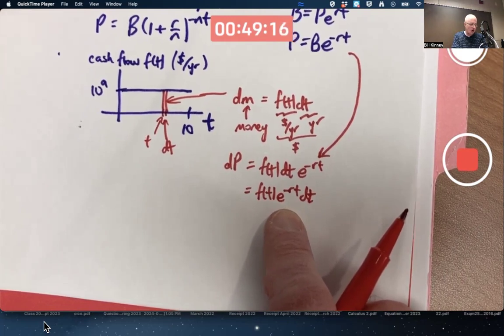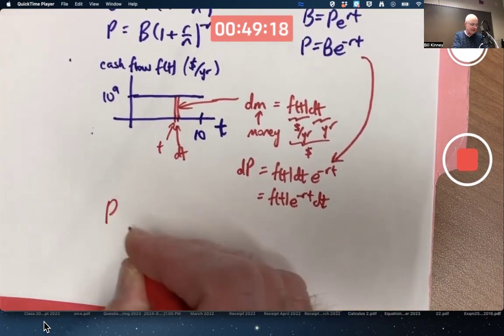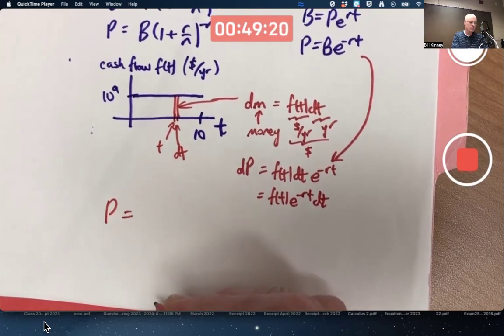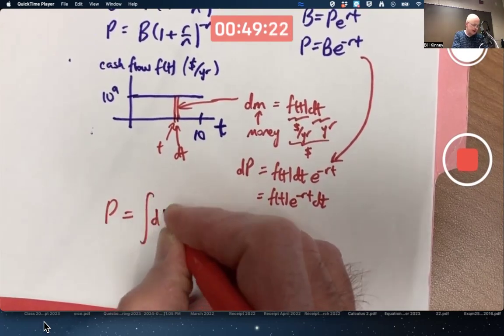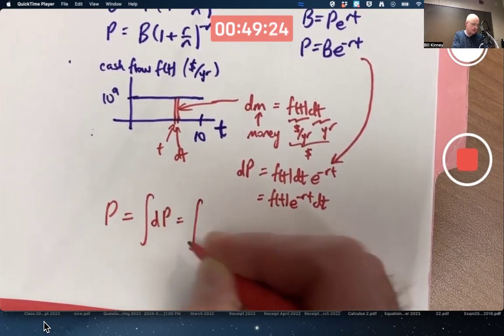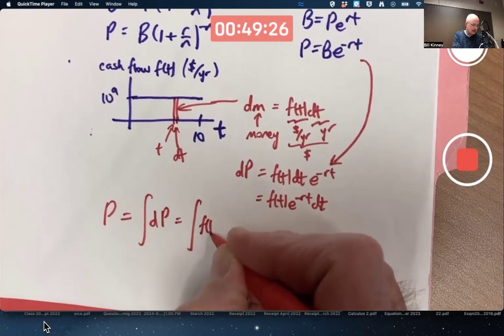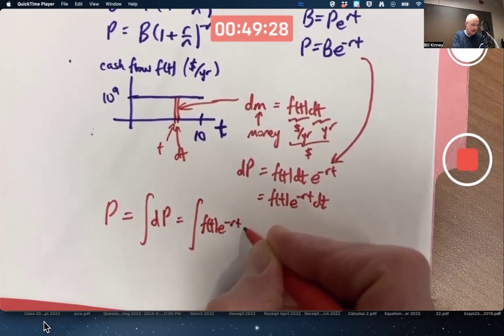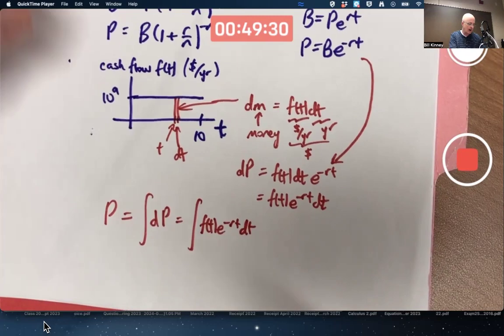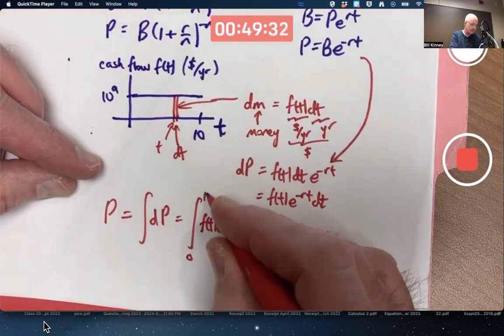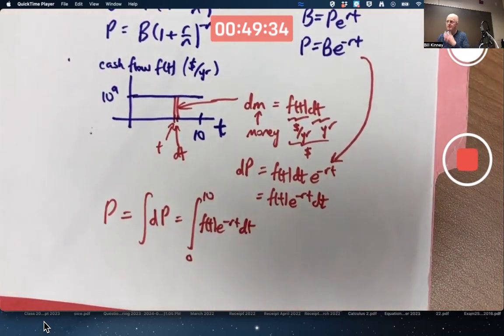And that means the total present value of the entire cash flow would be the sum of those tiny present values, which would be the integral of f of t e to the negative rt over the entire time interval. I went from 0 to 10 here, though I could have picked something else. So that integral gives you the present value of the entire cash flow at interest rate r.